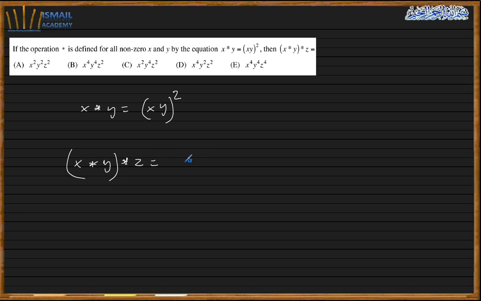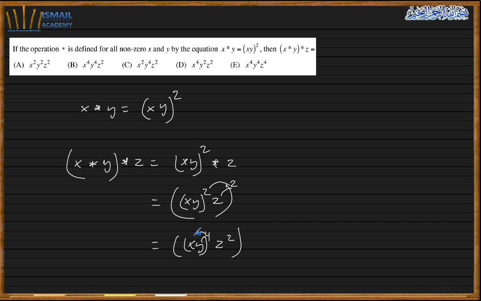So I start with the first one, which is going to be xy square star z. It's like I'm having a number star z, which means it's going to be that number times z square. So I will have xy square z square. Then I distribute, so it's going to be xy to the 4 z square. Then I distribute the 4 here, so it's going to be x to the 4 y to the 4 z square. So B is the answer.